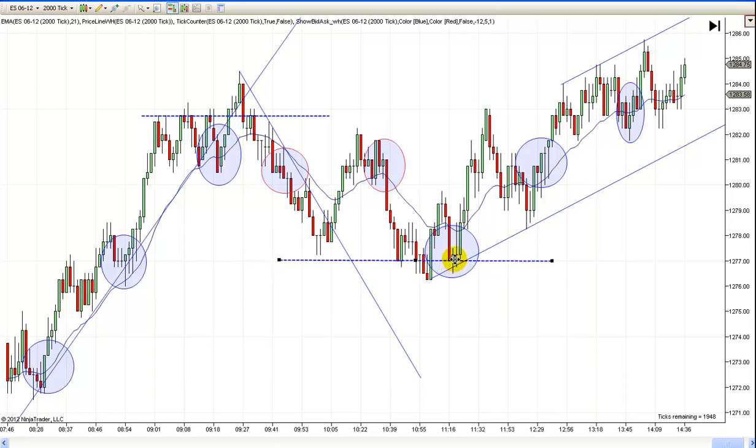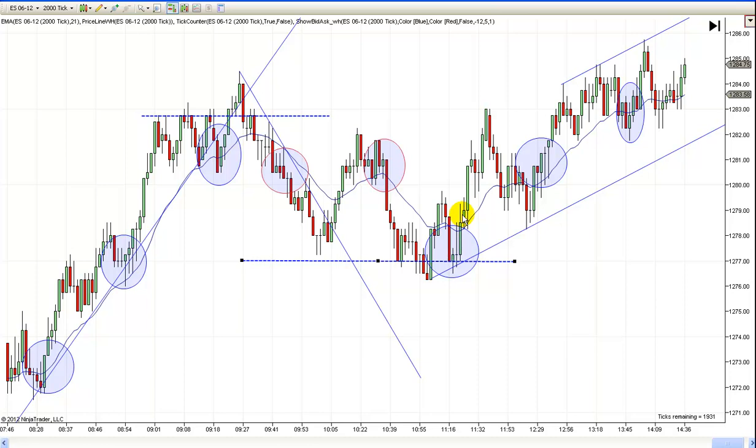Depending on how you draw it, I think I had mine drawn across those two closes right there. That's still a double bottom basically right across there. You got a little failed breakout, you run to a new high, you come back and you make a higher low right there where that previous low was. And so that's a good long right there with the idea that prices are probably coming back to here.